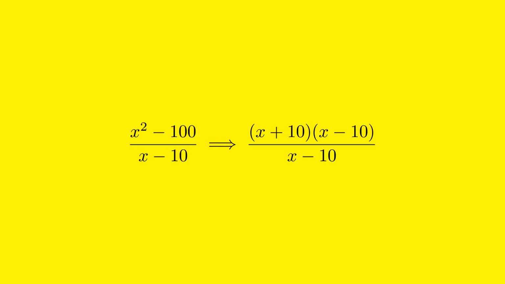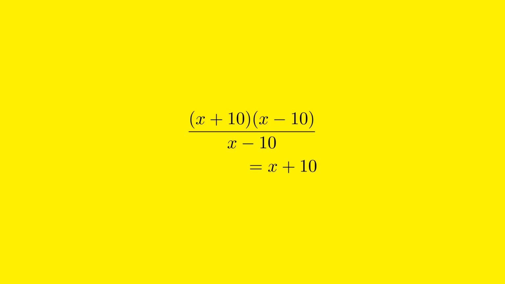To reduce the rational expression x squared minus 100 over x minus 10 to its lowest terms, we start by factoring the numerator. The numerator x squared minus 100 is a difference of squares. Therefore, we can rewrite it as x plus 10 times x minus 10. Now the expression is altered from x squared minus 100 over x minus 10 to x plus 10 times x minus 10 over x minus 10.